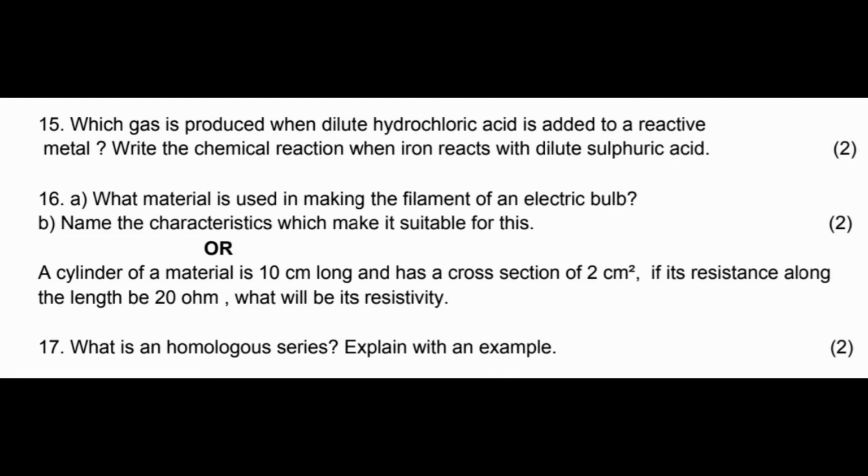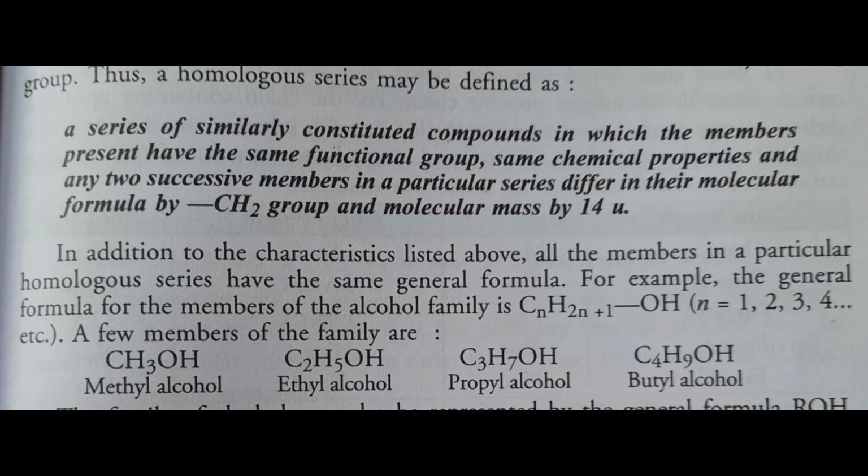17th question. What is a homologous series? Explain with an example. Homologous series may be defined as a series of similarly constituted compounds in which the members present have the same functional group, same chemical properties, and any two successive members in a particular series differ in their molecular formula by CH2 group and molecular mass by 14 u.